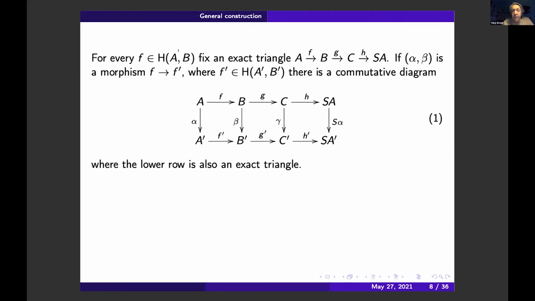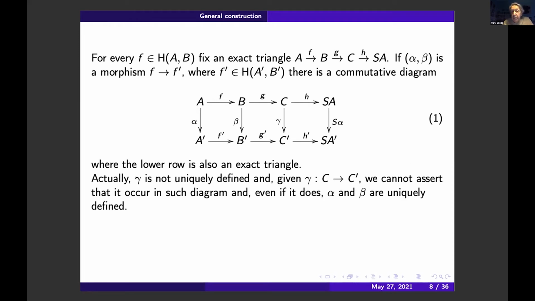For every object f of our category, we fix an exact triangle. And if (alpha, beta) is a morphism from f to f prime, there is a commutative diagram. This is a property of a triangulated category. So we always have a morphism gamma from C to C prime, such that the whole diagram is commutative. Usually gamma is not uniquely defined.